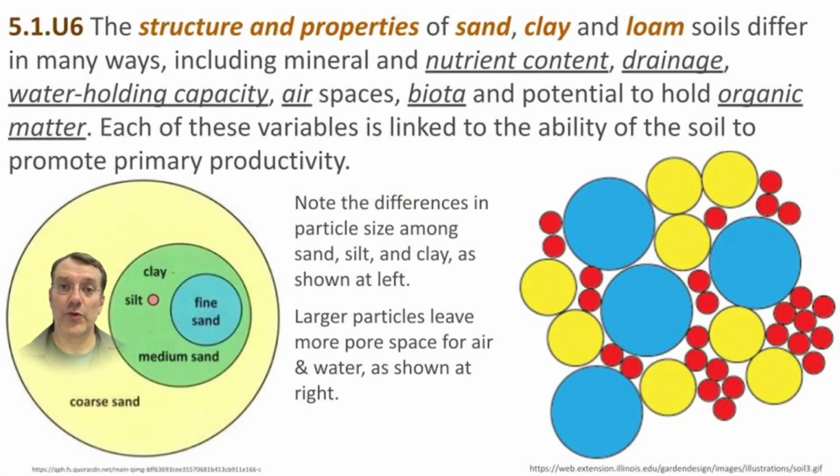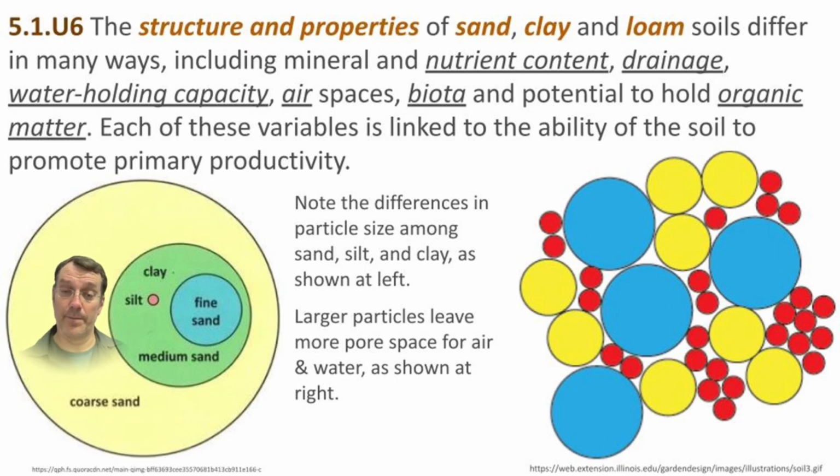There are three main soil particles you need to know about: sand, silt, and clay. And as you see here on the screen, sand is the largest particle, silt is a smaller particle, and clay is represented by a single pixel on the screen. The size differences in these particles is significant because it determines how closely they fit together.